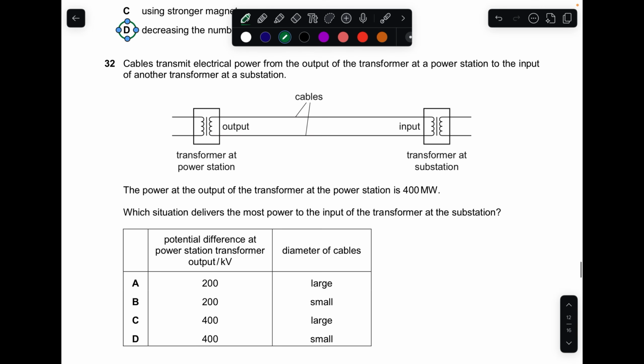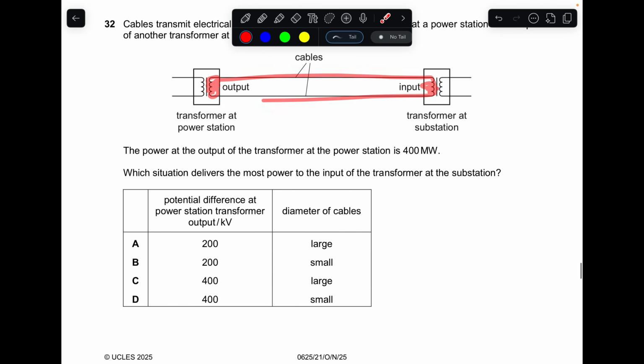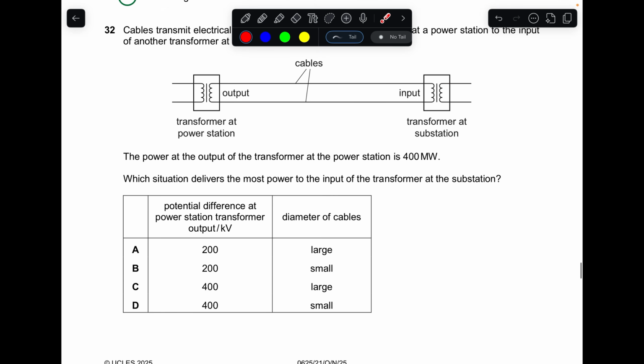In question 32, a cable transmits electrical power from the output of the transformer at a power station to the input of another transformer. Okay, so the output coming from there is going as the input of this transformer. The power of the output of the transformer at the power station is 400 megawatts. Which situation delivers the most power to the input of the transformer?